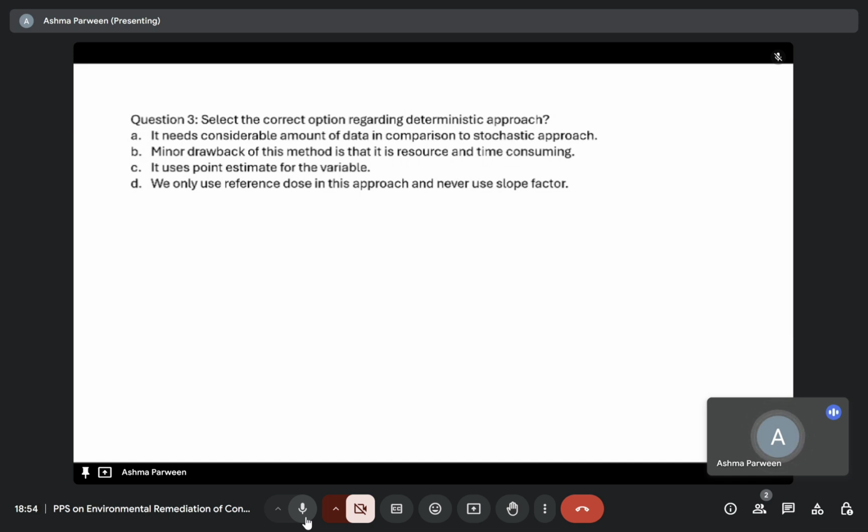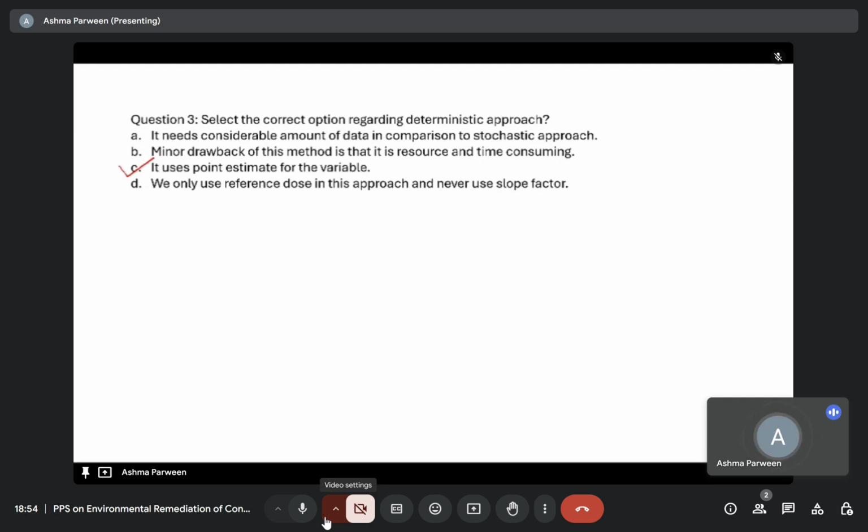Next is it uses point estimate for the variable. So this is correct because we have average body weight. We take the average concentration. So everything is an average value. That's why it uses point estimates. Like we find out the hazard at various points based on the data given. And the last is we only use reference dose in this approach and never use slope factor. So this is not correct. Whether we need to use reference dose or slope factor depends on whether we want to find out the hazard index or the cancer risk.